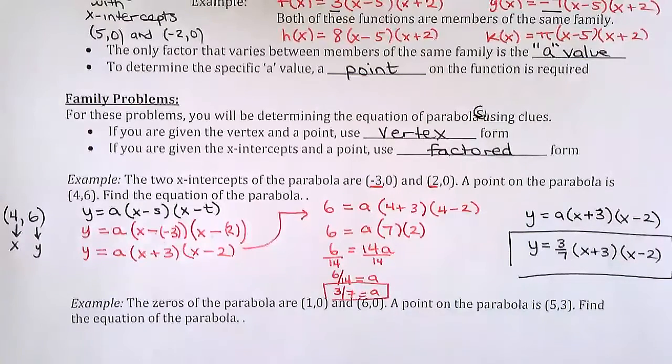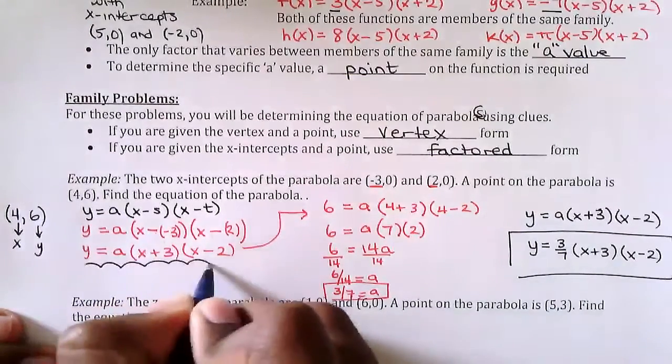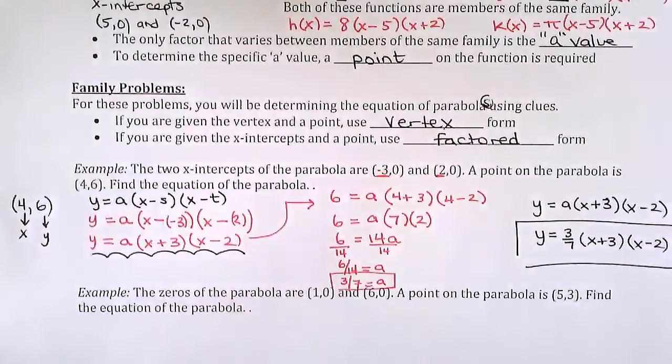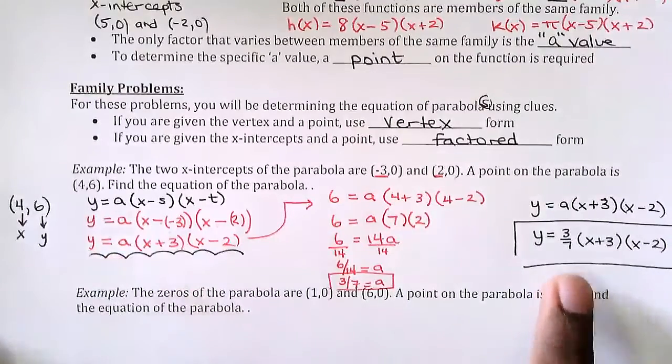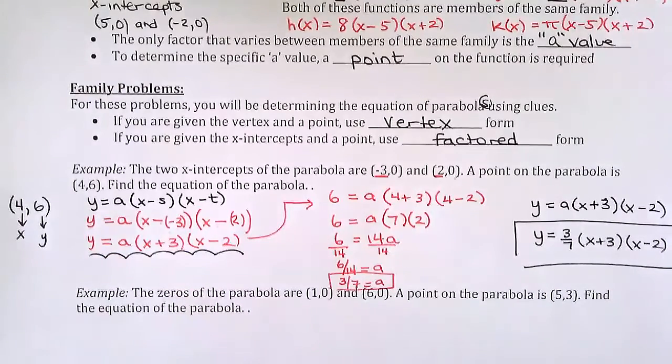So that's how we solve a family of equation problem, because essentially this is a specific family. It's the family of parabolas with x-intercepts -3 and 2. What we did from there is we found a specific member of that family by finding the a value and plugging it in. Hopefully that's clear. If not, let's go through the second example, which is very similar.